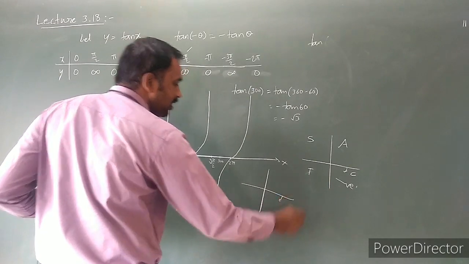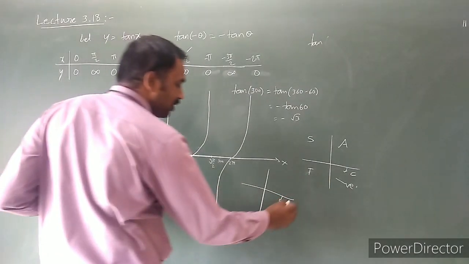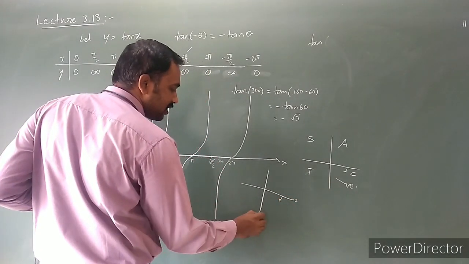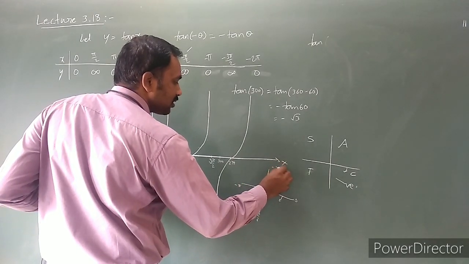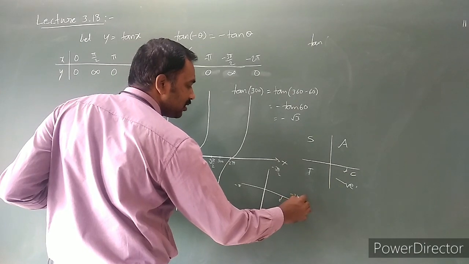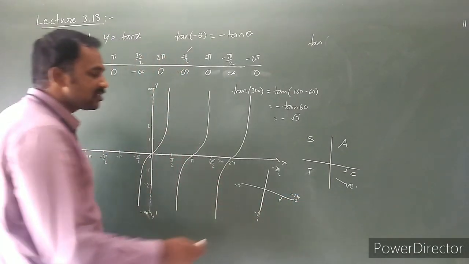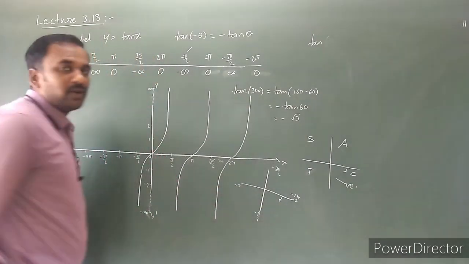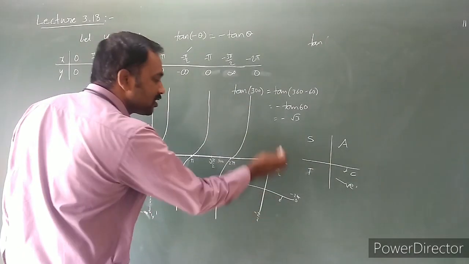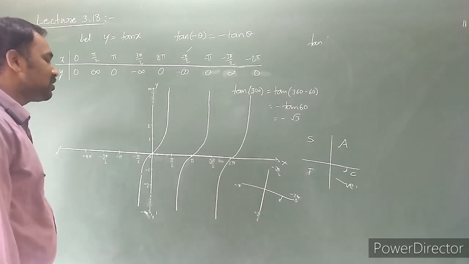If I measure the angle in a clockwise direction, what will we get? Here it is 0, and here it is minus pi by 2, minus pi, minus 3 pi by 2, and minus 2 pi. The quadrants will be the same, nothing will change in the quadrant: first quadrant, second quadrant, third quadrant and the fourth quadrant. But the angle I am just measuring in the clockwise direction.